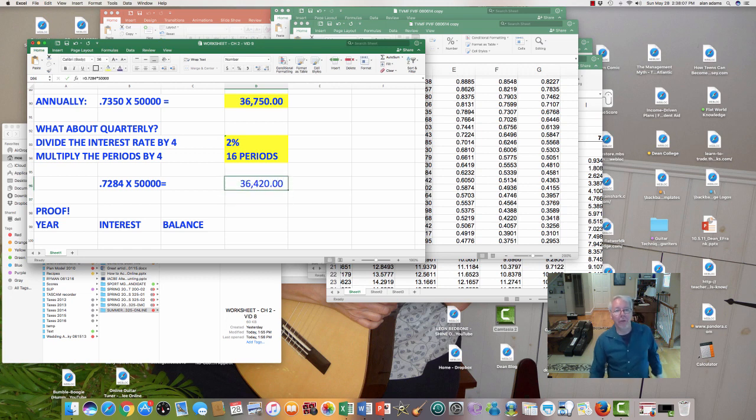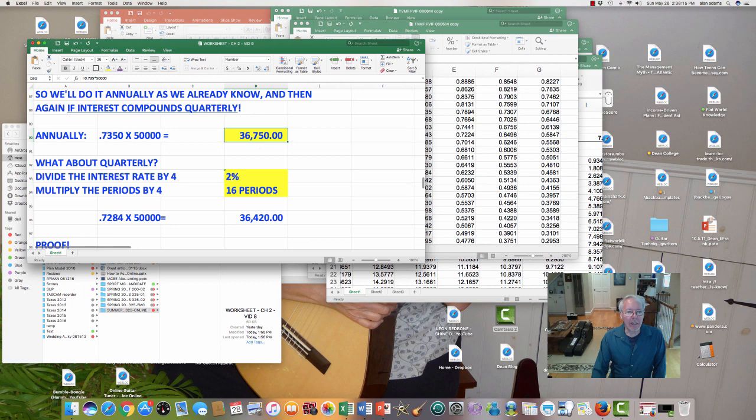There we are, 36,420. Now let's stop right there and explore that. Up here, compounding annually, we needed 36,750 to grow to $50,000. Here, and I'll make this a different color for us, we need less money, 36,420. Why is that? Well, think about it.